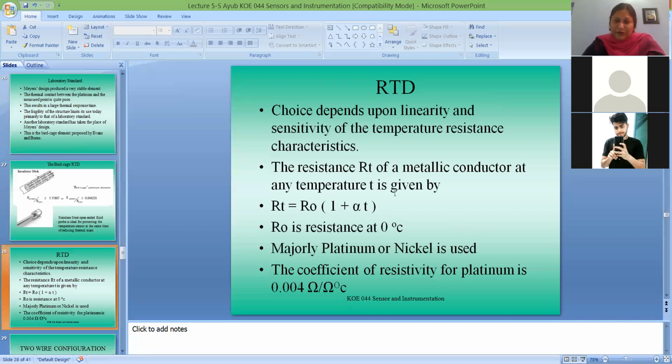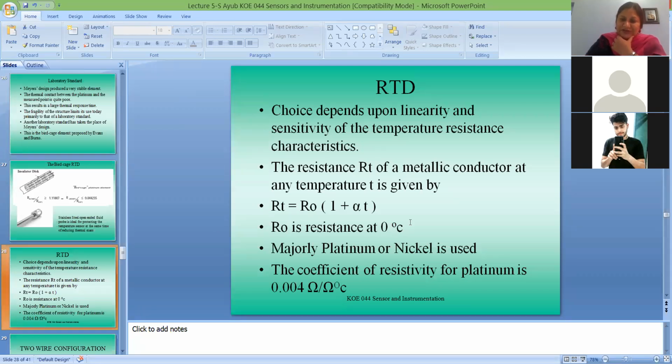And how do you give the relation between the resistance and temperature? This is the resistance of a metallic conductor at any temperature T, if you want to measure at that temperature. And R0 is the resistance at 0 degrees Celsius. R = R0(1 + alpha T). Alpha is nothing but the temperature coefficient of resistance. For platinum, it is 0.00392 ohm per ohm per degree Celsius. Majorly platinum or nickel is used. And R0 is the resistance at 0 degrees Celsius.